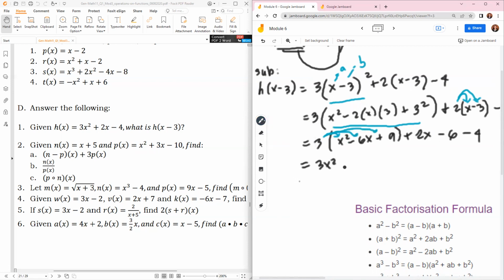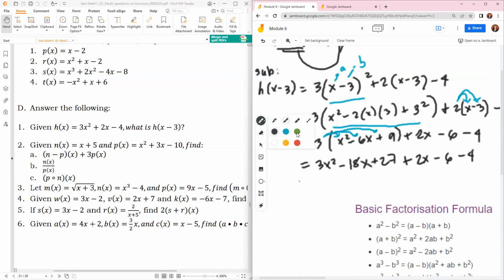So this would be equal to 3x squared minus 3 times 6x, it would be negative 18x. 3 times 9, that would be 27. So plus 2x minus 6 minus 4. So what do we do? We group like terms.